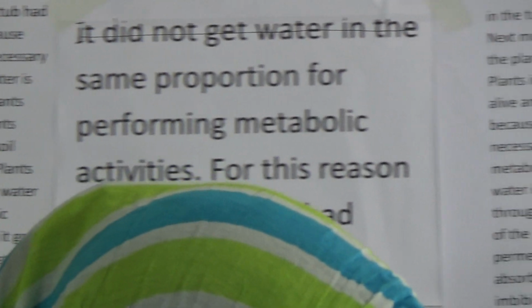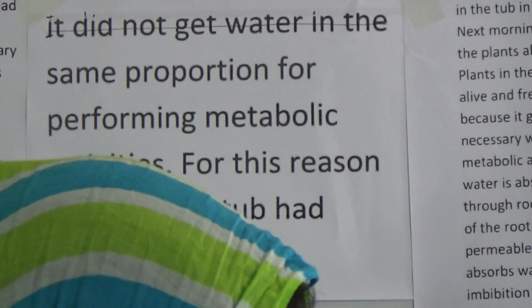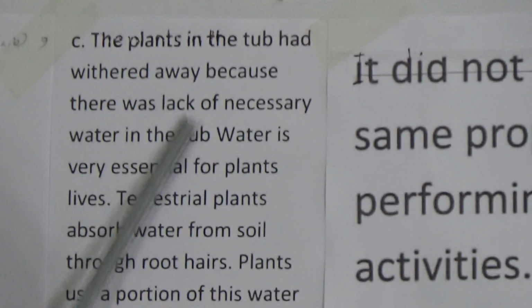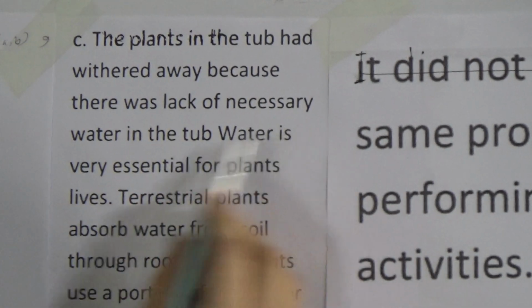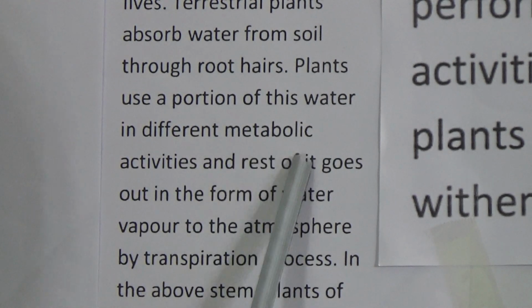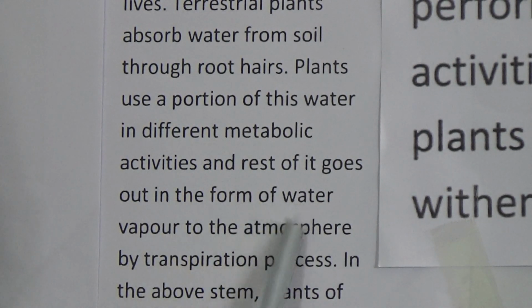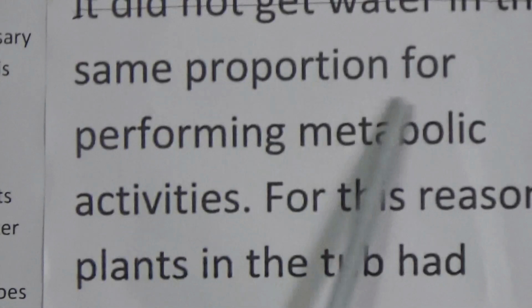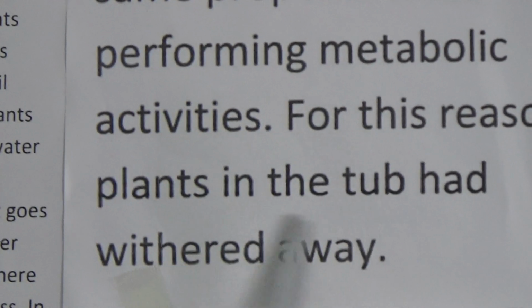My dear students, I repeat this question answer. Question number C, why did the plants of the tub wither away? The plants in the tub had withered away because there was lack of necessary water in the tub. Then give full stop. Then, water is very essential for plants' lives. Terrestrial plants absorb water from soil through root hairs. Plants use a portion of this water in different metabolic activities, and the rest of it goes out in the form of water vapor to the atmosphere by transpiration process. In the above case, plants of the tub also expelled water in the form of water vapor by transpiration process, but it did not get water in the same proportion for performing metabolic activities. And for this reason, plants in the tub had withered away.